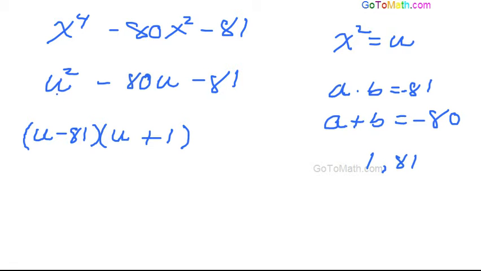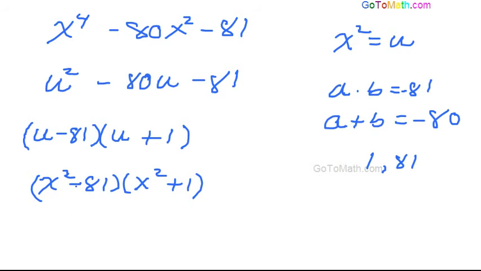Okay, so look at here. u times u is u squared, u times 1 is 1u, and then minus 81u gives you minus 80u, and then negative 81 times 1 is negative 81. Now let's go back and do the back substitution. We have x squared minus 81 and x squared plus 1.